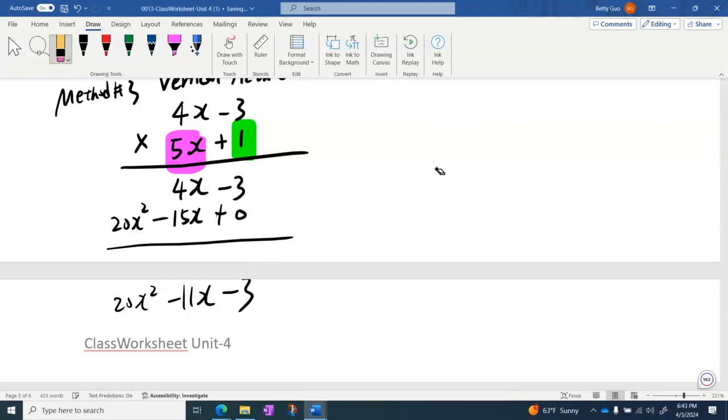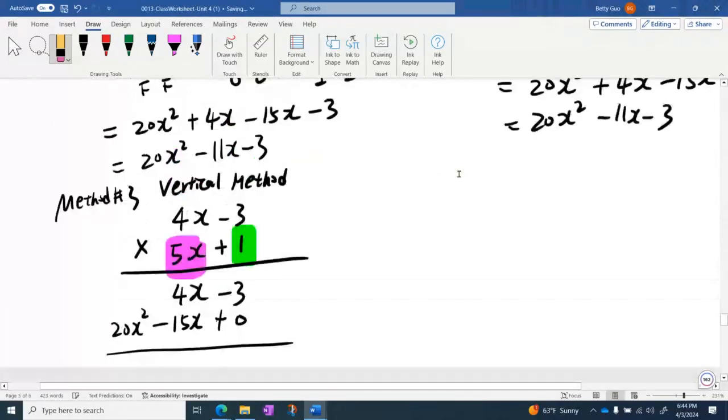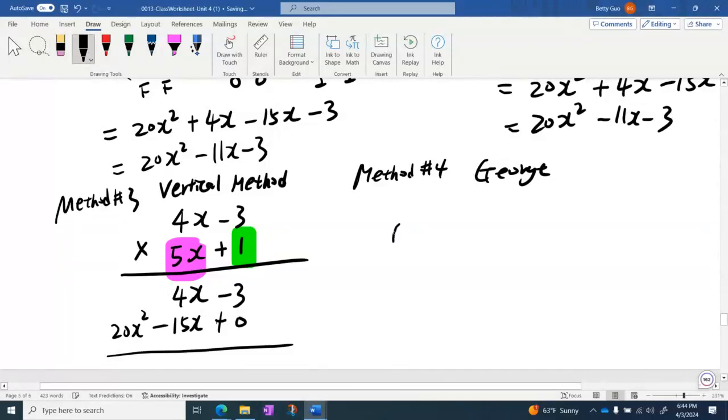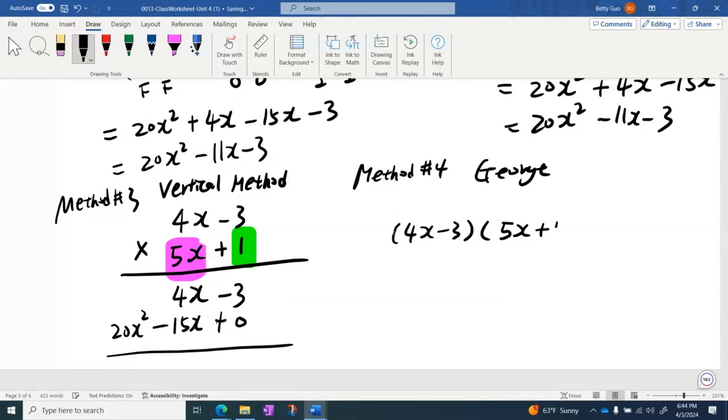So method number 4. I learned this method from a student. Pretty cool. It's called the George method. We have 4x minus 3 times 5x plus 1.